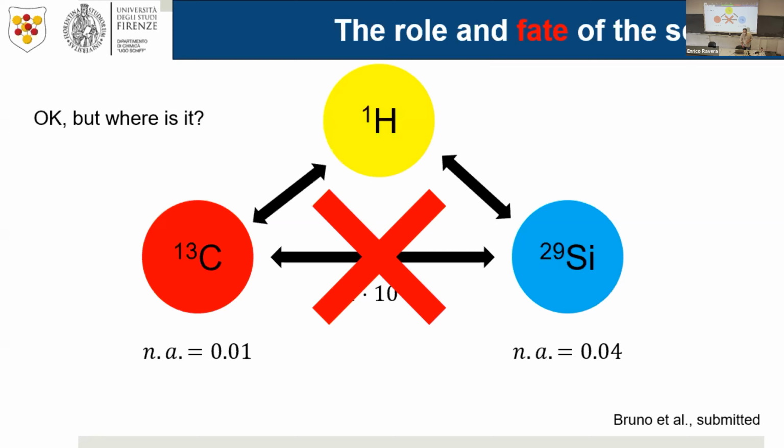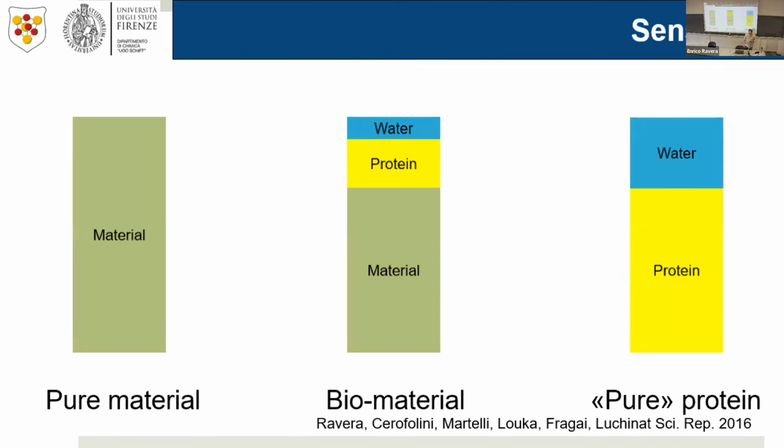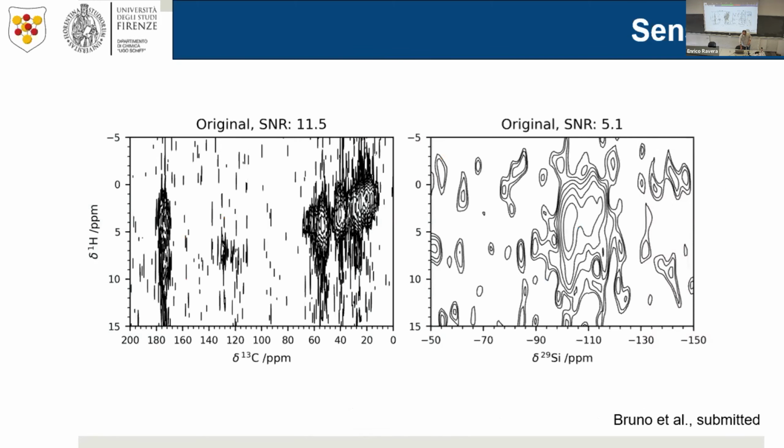So we decided to take a shortcut, which is protons. Again, I have to stress that we are sensitivity limited, and this is where we had another detour. This is how the spectra look. The signal to noise ratio is between 5 and 10 for silicon and carbon respectively.